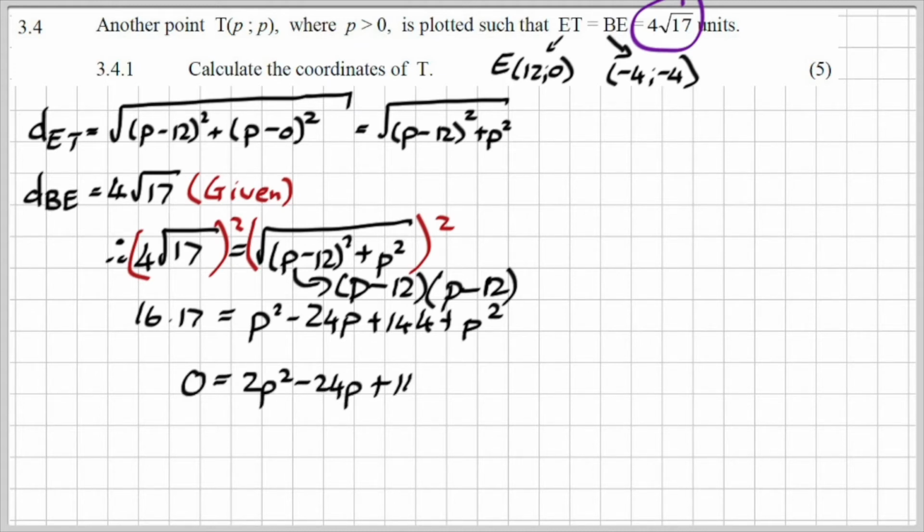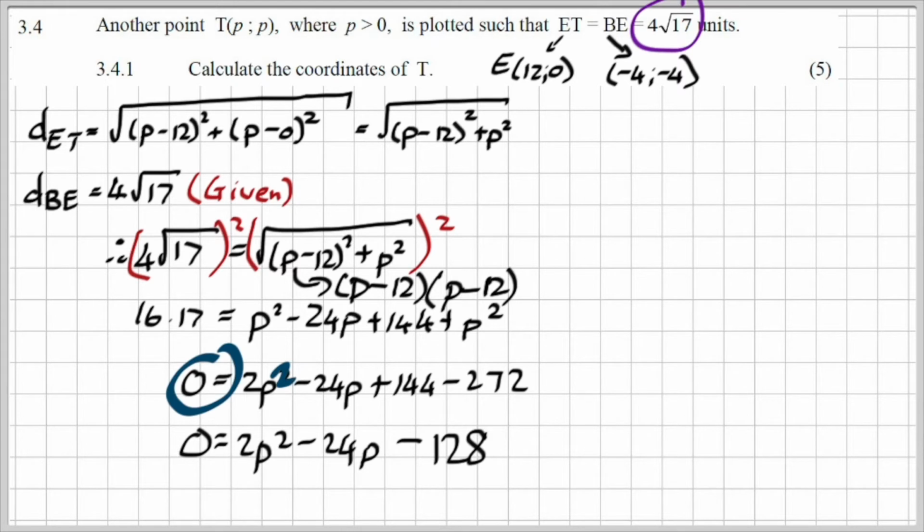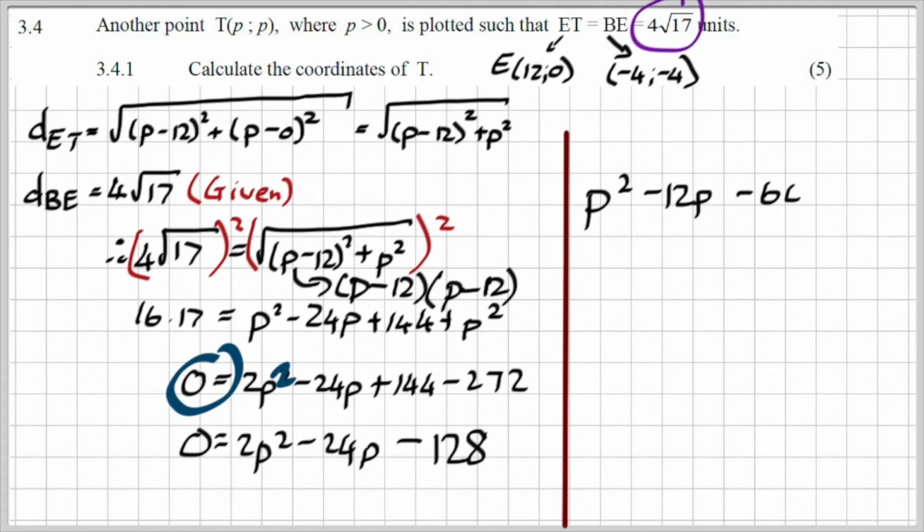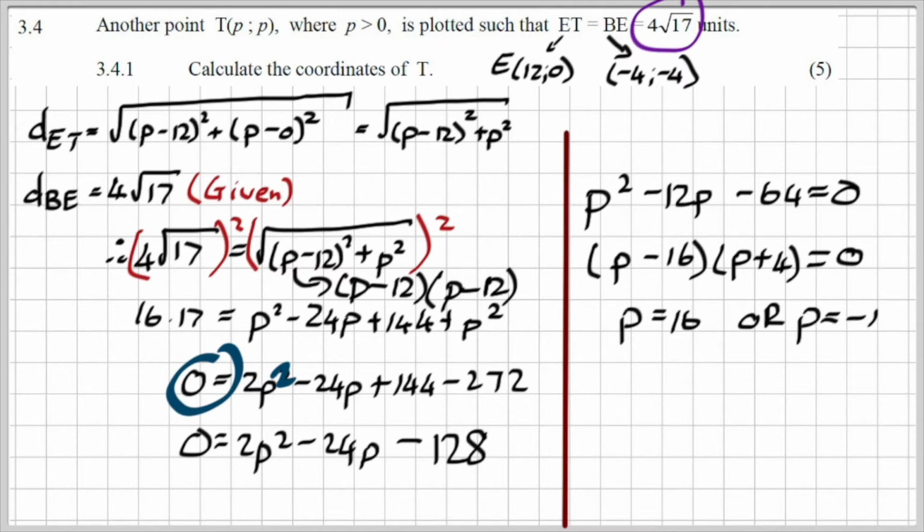Why am I now all of a sudden getting equal to naught? Because remember, it is a quadratic expression. So I need to have equal to 0 because this is a quadratic expression. I'm going to divide straight through by a 2 to make my factorization easier. Factorizing for p, I get p as being either 16 or -4.